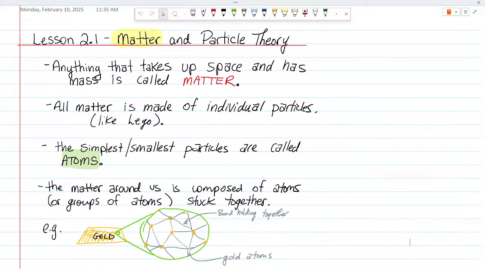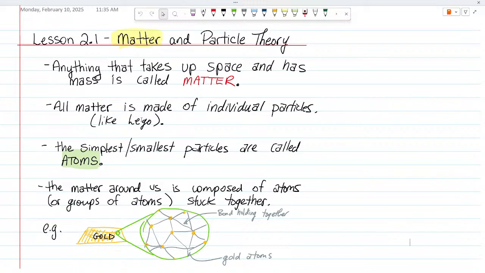But that's okay. So we talked about matter and particle theory, and we said the definition of matter is anything that takes up space and has mass, right? And that it's made of individual particles, like little Lego blocks. You know them as atoms. You might know the terms molecules, ions, things like that. We'll talk about what all those terms mean.